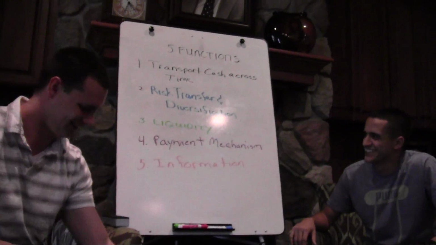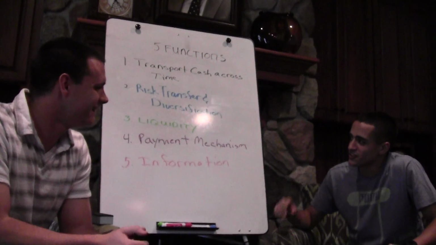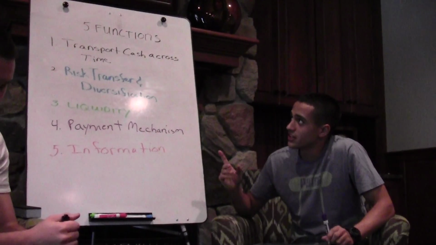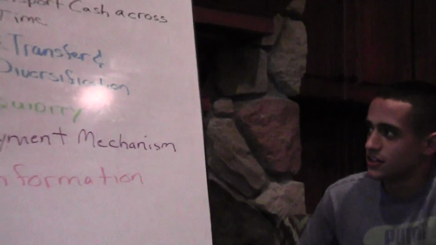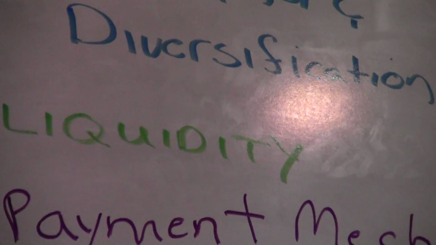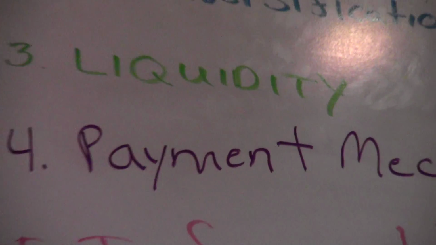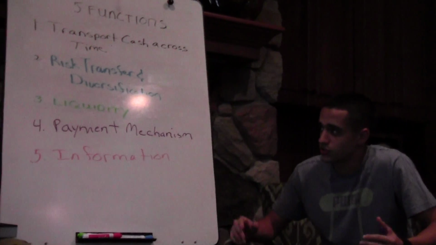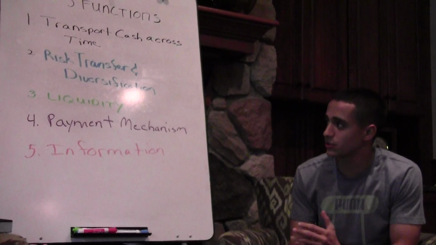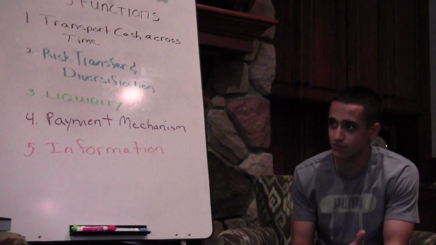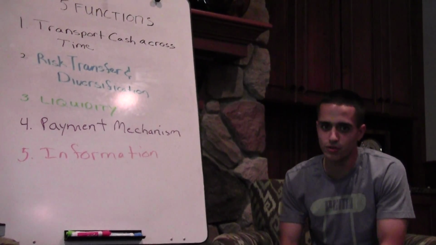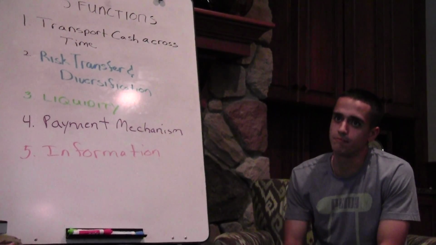Number three here is liquidity. It's probably something you're familiar with. Financial intermediaries obtain your funds, and depending on what intermediary you go to or what avenue you choose, your funds are going to be either pretty liquid within the vehicle that you choose, or they're going to be tied up for a little while. They're going to be a little less liquid.